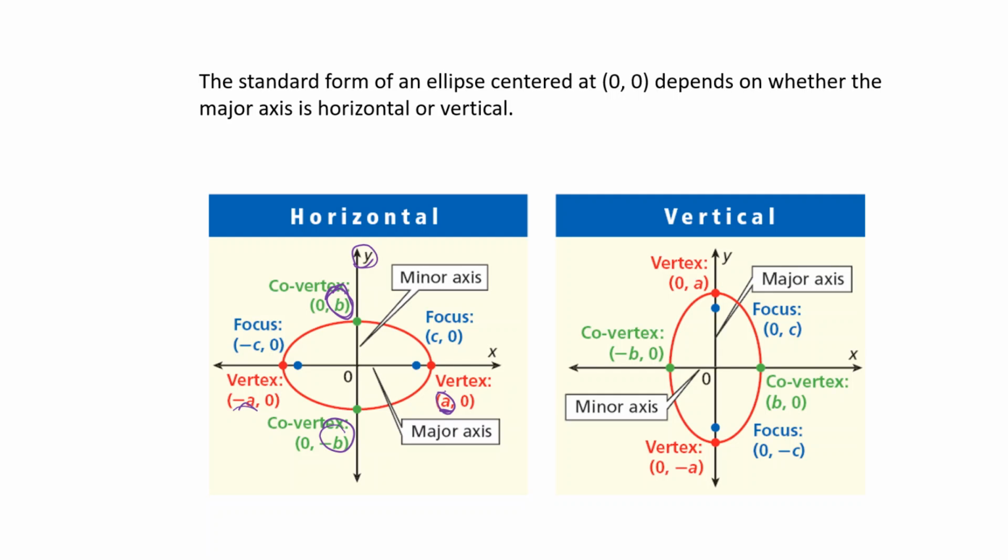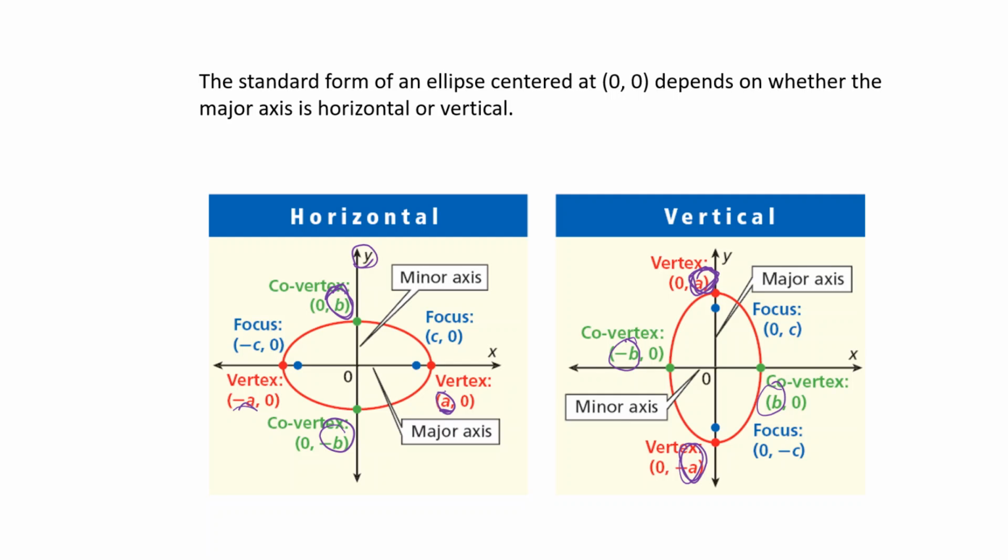Now, when we have a vertical ellipse centered at 0, 0, this time the major is going to be the y, all right? The a is going to be the major. So I always remember a is the major side, all right? So a is the major. The co-vertex is going to be this b, all right? So the co-vertex is always the b. The major is always the a, major a. And we can see our foci on both of these. The foci are always on the major axis.